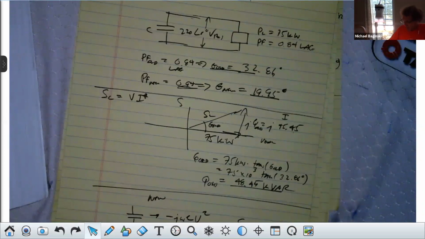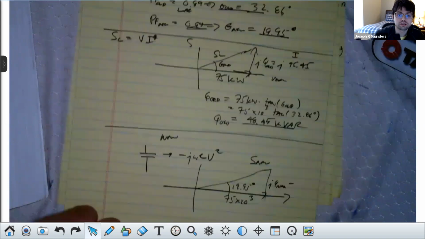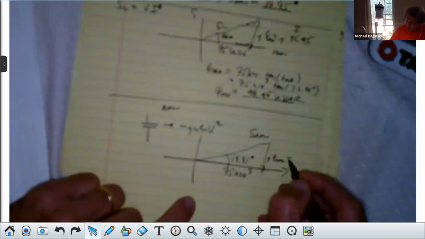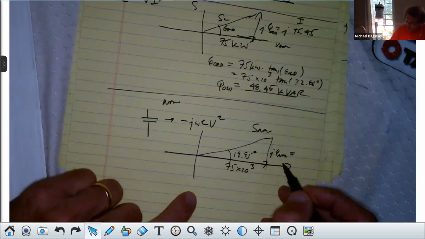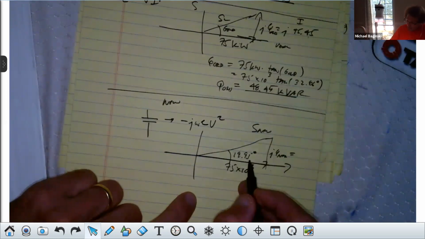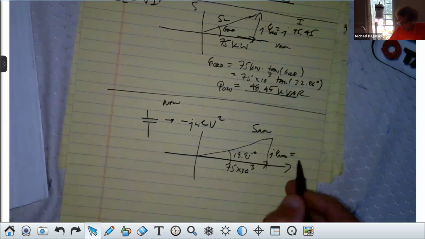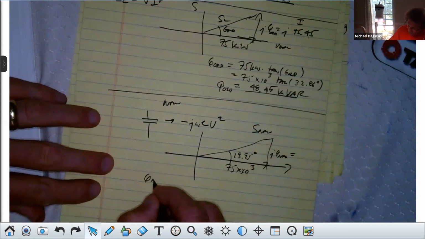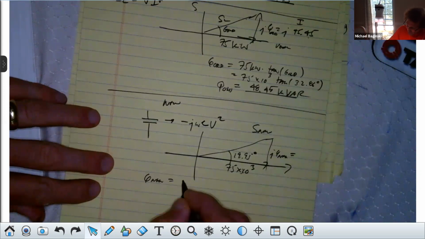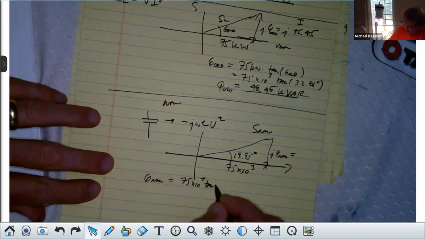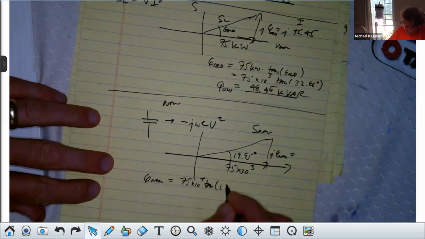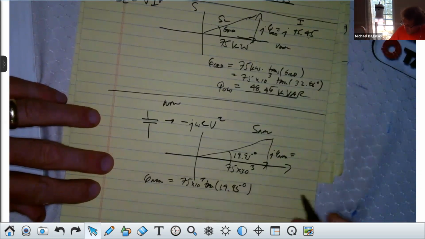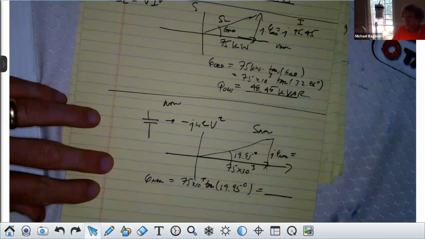So what's this new value here? This is going to be found by taking the tangent of 19.95 times 75 times 10 to the third. So I could say that Q new would be equal to 75 times 10 to the third times the tangent of 19.95, just about 20 degrees. What do you get for this?